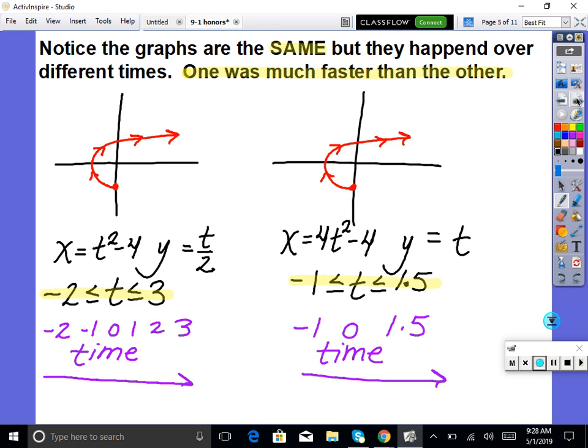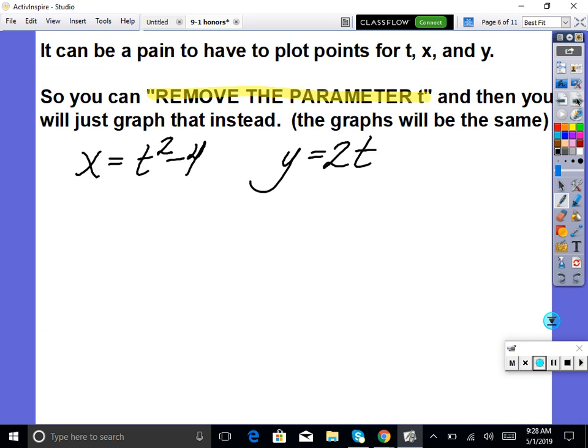All right, so now you know how to graph a parametric equation by using a TXY chart. Now I'm going to teach you another way to graph. This is not learning anything new. It's just that instead of creating a TXY chart, we're going to learn how to graph by what's called removing the parameter. So on your notes, you should write that. That is literally what it's going to say on the test. Graph by removing the parameter.